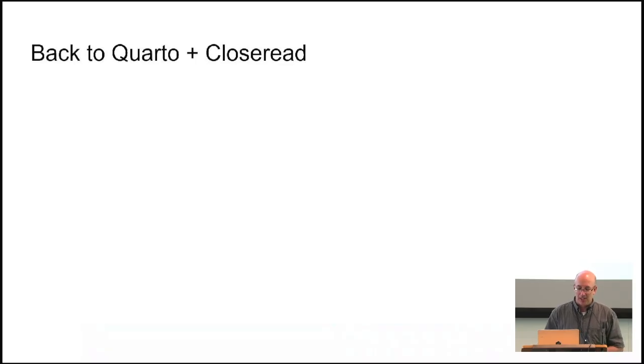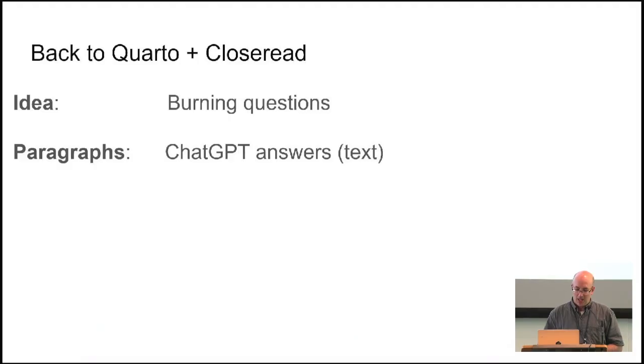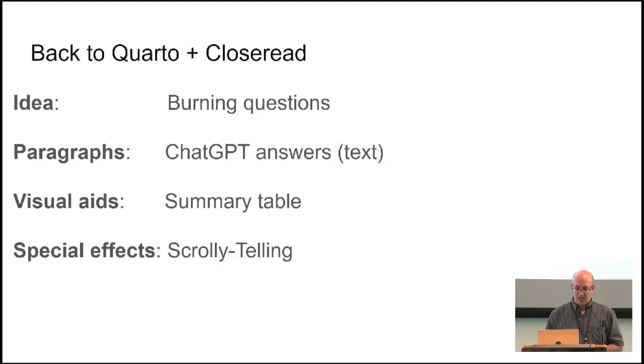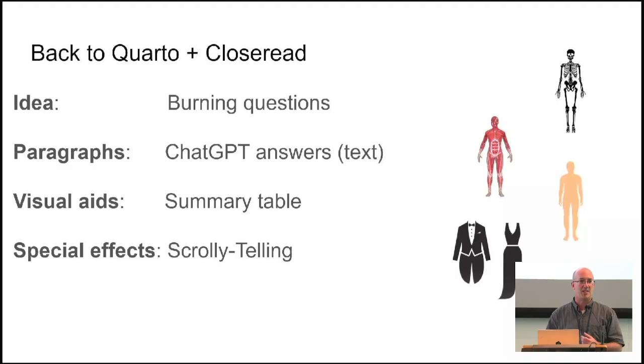So back to our Quarto and closeread focus. I had an idea, my burning questions. I had the content to answer those questions from the LLM. I also had visual aids. I asked the LLM not just to give me a boring text, but to summarize it in a table, which could be easily done. But then I also wanted some special effects, and that's where scrollytelling comes into the story. So if you can make the analogy, the idea is the skeleton. I wanted some flesh around it, some skin to make it visual aids, and a fancy attire.